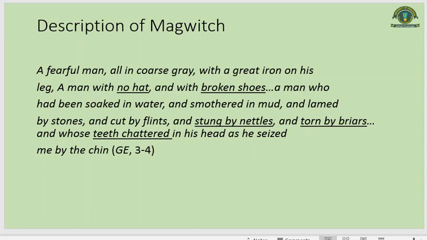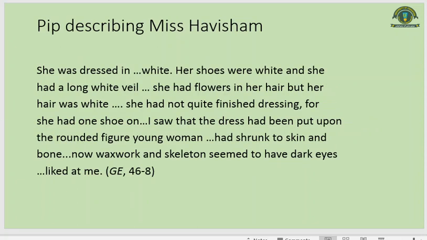Okay, if we move further, when Pip was describing Miss Havisham, during this process, we see that she was dressed in white. Her shoes were white, and she had a long white veil. She had flowers in her hair, but her hair was white. She had not quite finished dressing, for she had one shoe on.